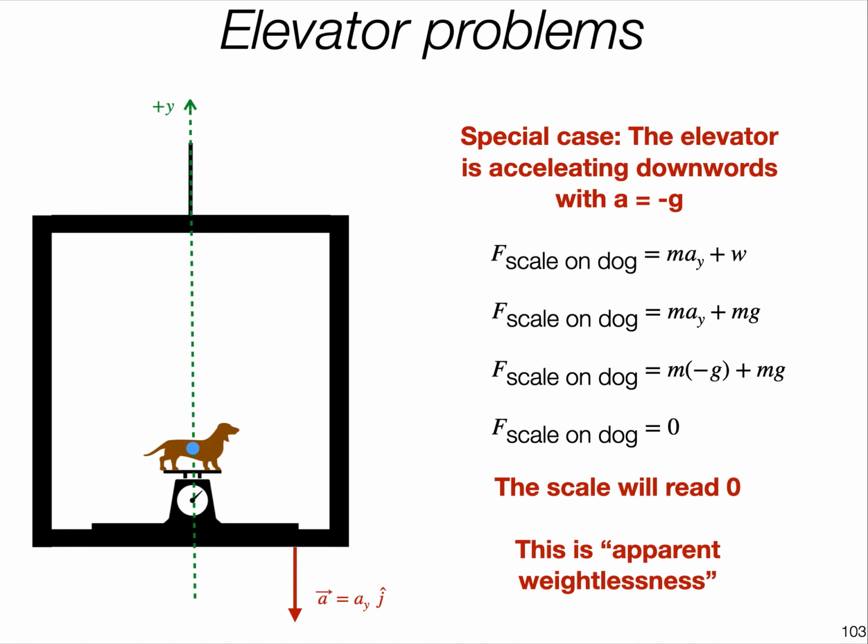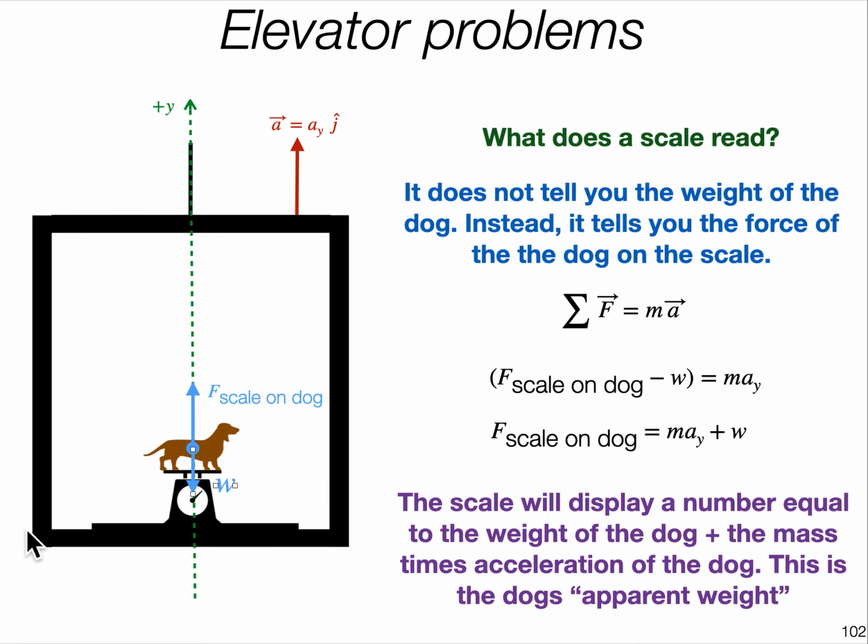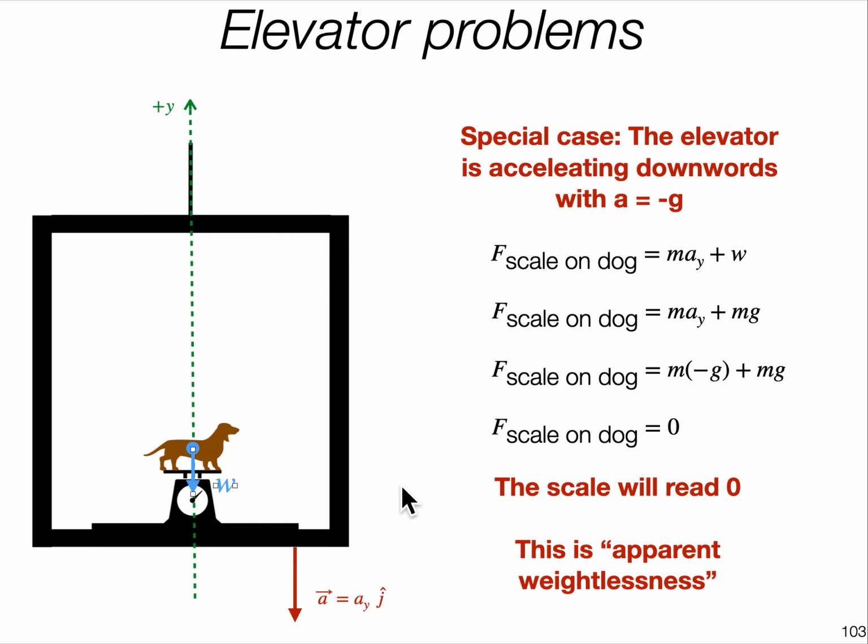And I shouldn't have gotten rid of my weight vector. Maybe I'll put that back in here for you. So in this case, the weight of the dog hasn't changed. We still have this force of gravity acting on the dog, but the actual force read by the scale is going to be 0. The scale is not going to tell you your weight. It's going to tell you 0 because the force of a scale on you is 0. It's falling away from you as you're falling, and basically the scale is going to read 0. So this is the concept of apparent weightlessness.